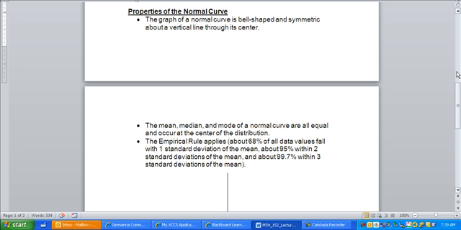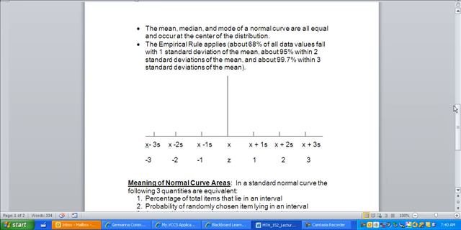The graph of a normal curve is bell-shaped and symmetric about a vertical line through the center. So symmetric means it's the same on both sides. So if we were to fold our graph along the line in the middle, we would find that the graph would meet on our paper. The mean, the median, and mode of a normal distribution are all equal, and they occur at the center on that line where I was talking about folding.